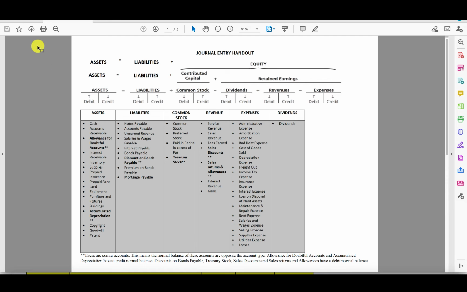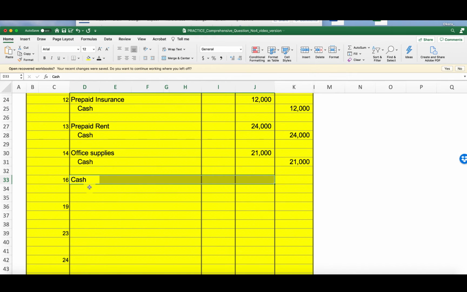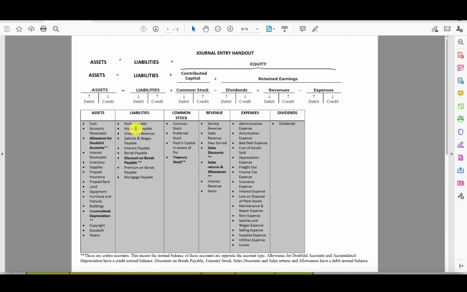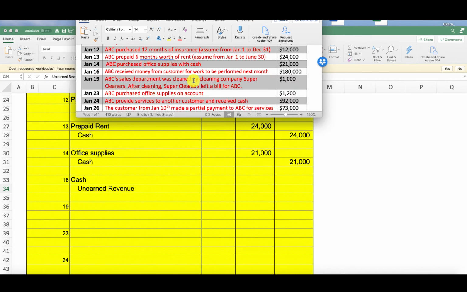Unearned revenue. So that is the account. Our account is unearned revenue, and that is a liability, and so we credit that. And even if you didn't know the rules, for example, unearned revenue is going up. Unearned revenue is a liability, so it's a credit. Even if you didn't know the credit rules, you debited cash, so the other account has to be a credit. Okay, and so what's the amount for unearned revenue?